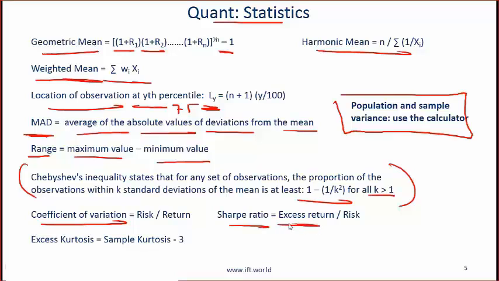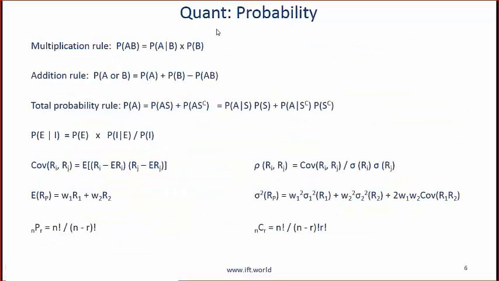Sharpe ratio is excess return, so portfolio return minus risk-free rate, divided by the risk. And then kurtosis of a normal distribution is 3. Excess kurtosis is sample kurtosis, whatever the kurtosis is, minus 3. That's the excess over normal. 3 is normal.